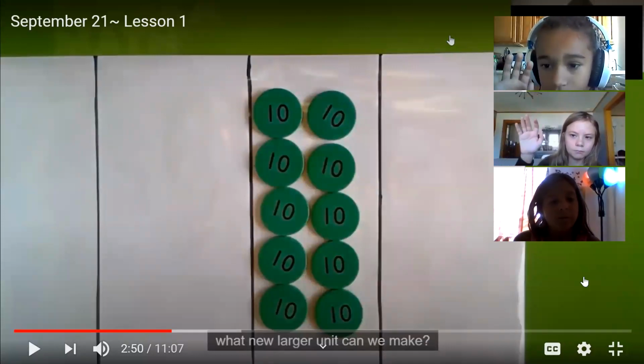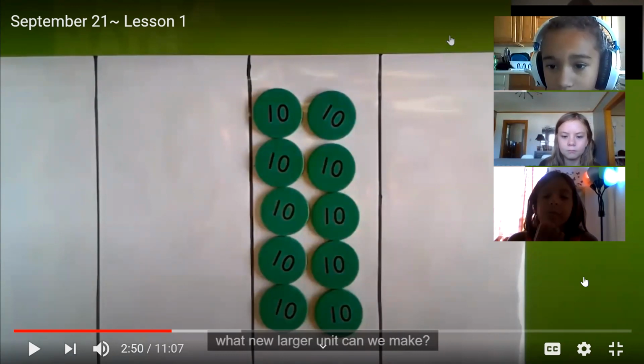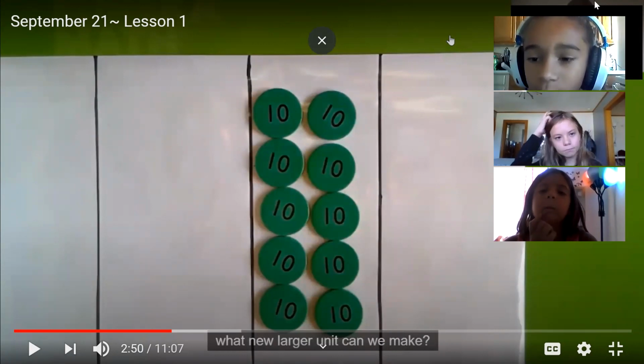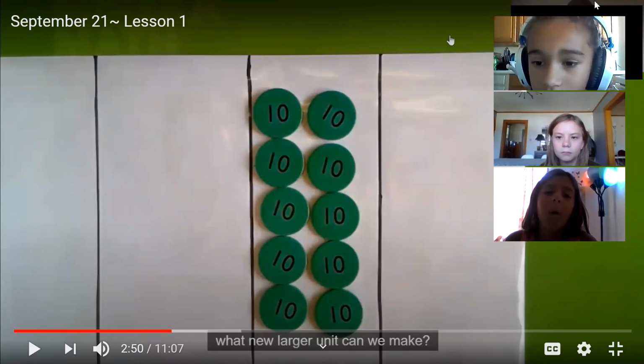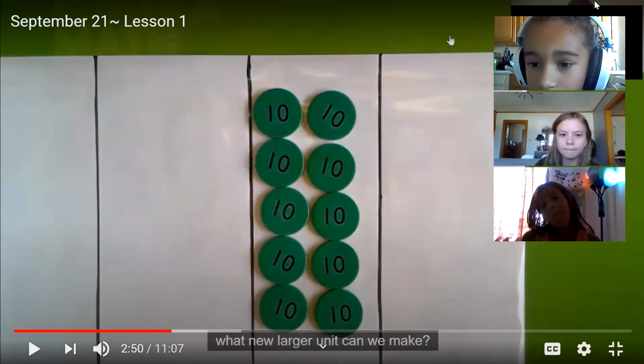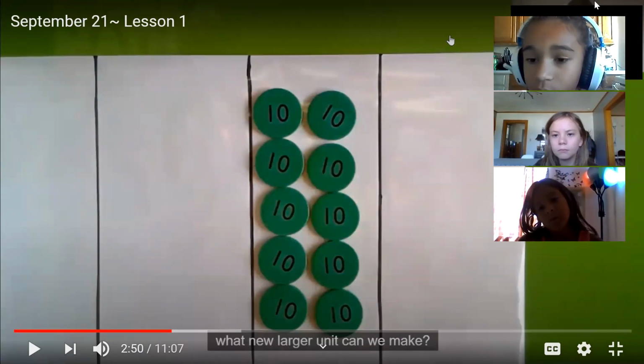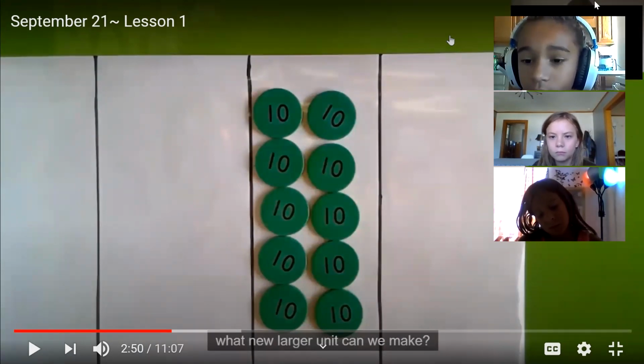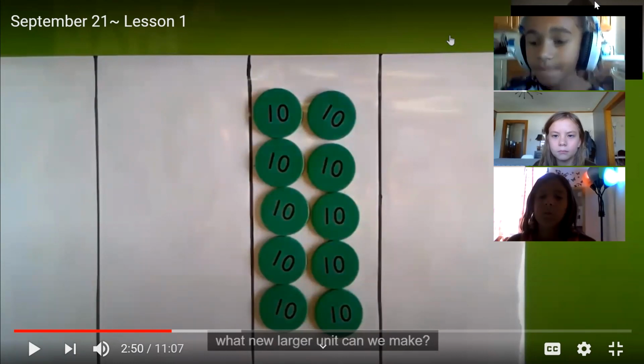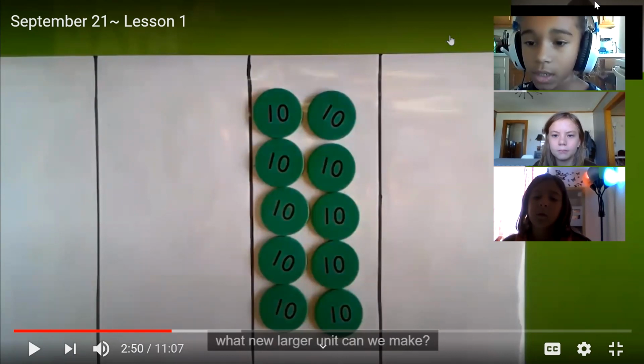What do you think, Hayden? Do you know how to, there you go. For some reason I can't hear you. Maybe that's your microphone. Let me move your computer down a little so I can see your mouth and I could probably read your lips. 10, 10, there you go. You can trade that in for one what? 100, is that what you said? All right, let's see.